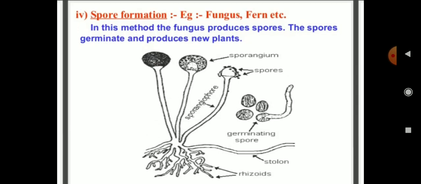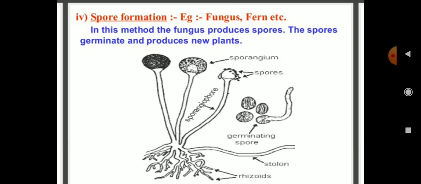Next one, spore formation. Example, fungus, fern. In this method, the fungus produces spores. These spores germinate and produce new plants. All of you see this picture.